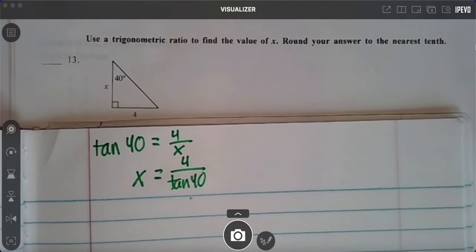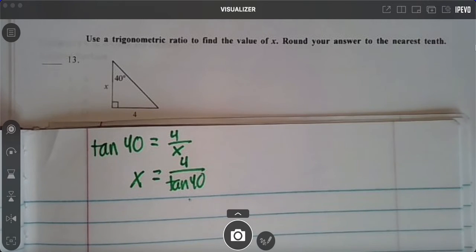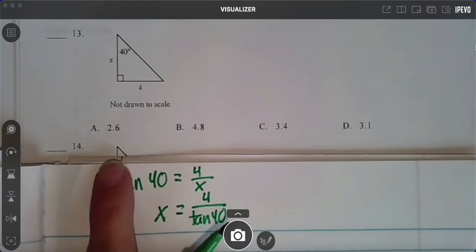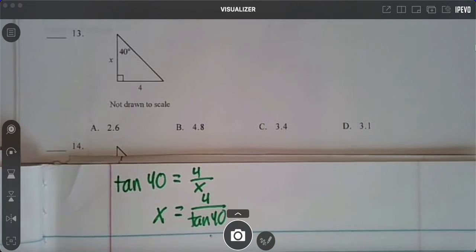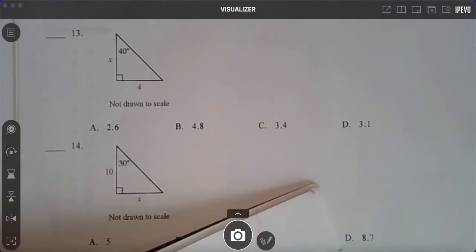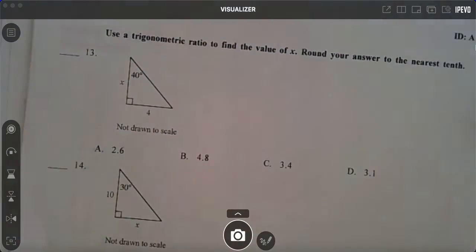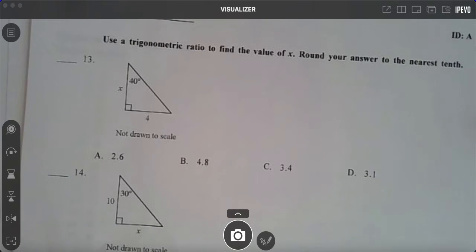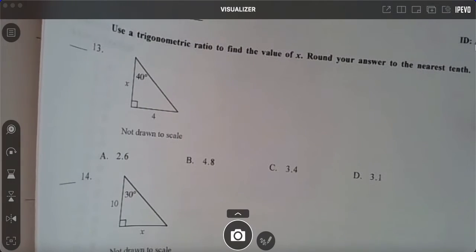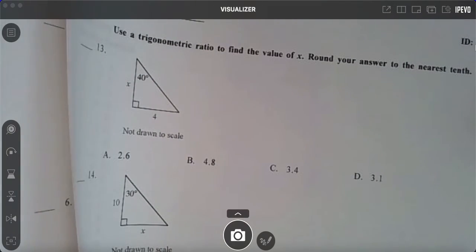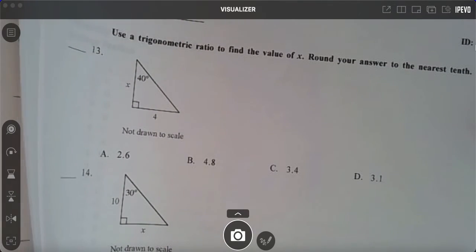So what is 4 divided by the tangent of 40? I'll check it. It's 4.76. Yep, or 4.77, something like that. So which one looks like that? B. How would you do that in your calculator? You just type it in exactly, like just do 4 and then divided by just the normal division sign, and then type in tangent 40 and see if you get that. Did you get it? Yeah, okay.